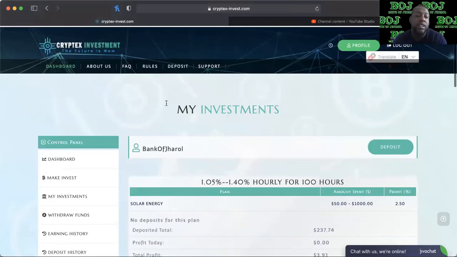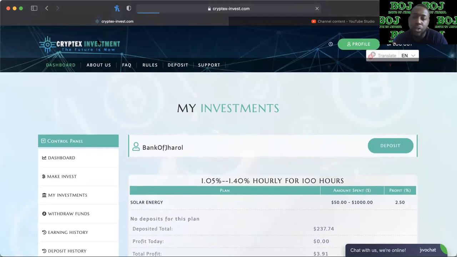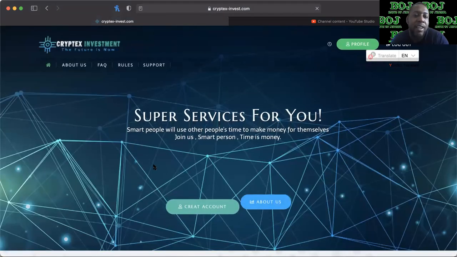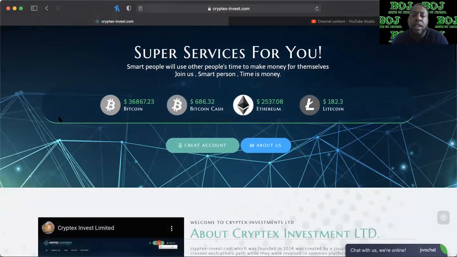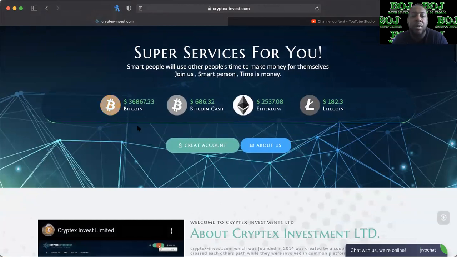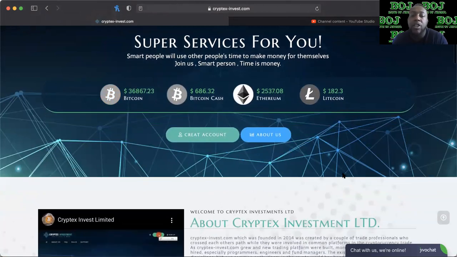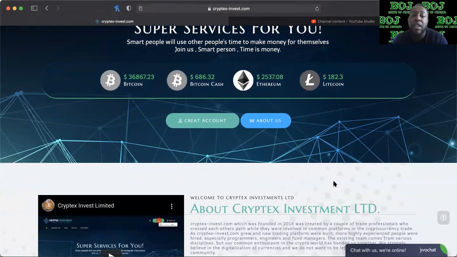Cryptex-Invest, guys. All right. So for those that don't know what Cryptex-Invest is, I guess I'll show the homepage, right? All right, so super services for you. Now, they don't take all these coins. They only take Bitcoin, so keep that in mind.